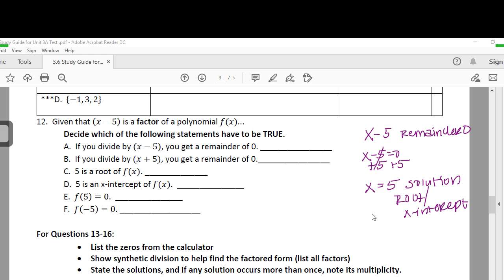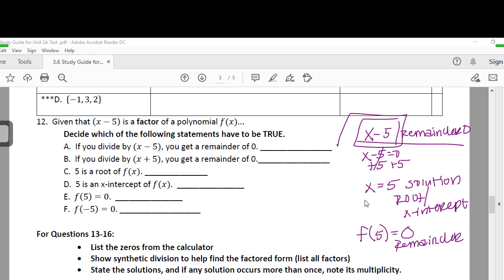Also, if this x is 5, if I'm evaluating, this has to equal 0, because remember, if it is a factor, remainder is 0. So all of this holds true just for this x minus 5 that they said is a factor. So if I divide by x minus 5 and you get a remainder of 0, that is true, because they told me right here that x minus 5 is a factor.